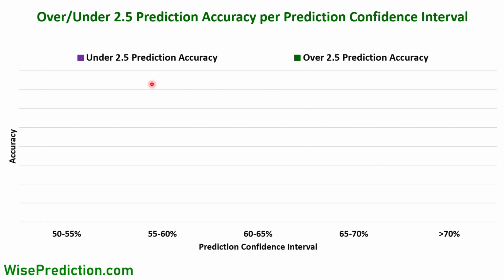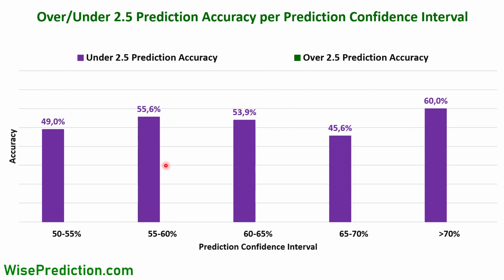So we're going to look at two scenarios, as mentioned: under 2.5 prediction accuracy results, and also over 2.5 prediction accuracy. Here's what we see. The x-axis here represents the prediction confidence interval, and the y-axis shows the accuracy results. If the prediction confidence is between 50 to 55% for the under 2.5 predictions, our prediction accuracy is 49%. And if the prediction confidence goes up, and we look at the interval of 55 to 60%, the accuracy improves and goes up to 55.6%.